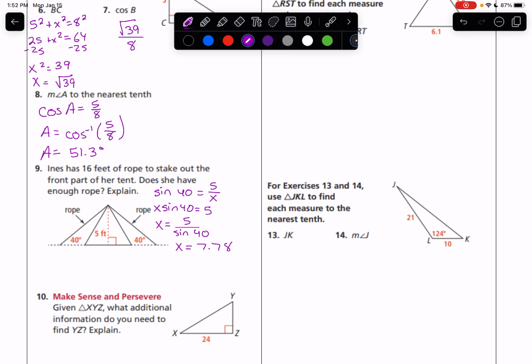So this rope is 7.78 feet on one side, and since the triangle on the other side is congruent, that's 7.78 feet as well. And if I do 7.78 times 2, I get 15.56. Since she has 16 feet of rope, she has enough.